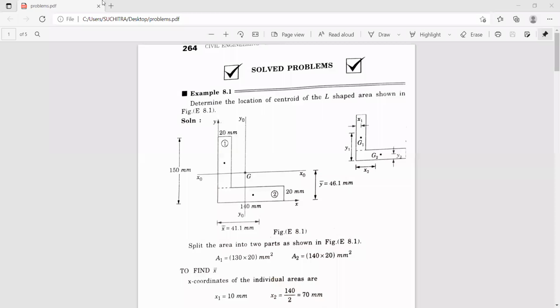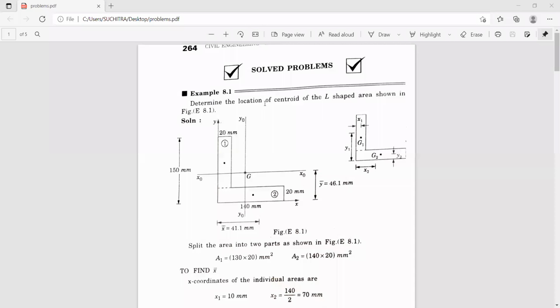Okay. In the last class, we discussed how to calculate the centroid of a right angle triangle, and also semicircle, sector of a circle, and quarter circle by the method of integration. Now, today we shall discuss some numerical problems on centroid. So now let us take the first problem.